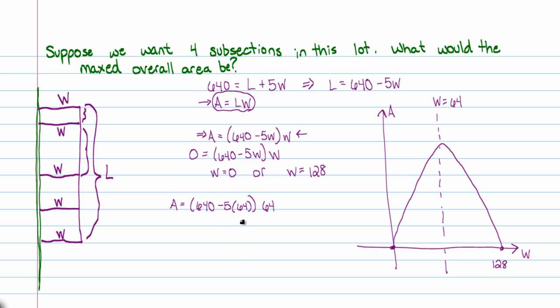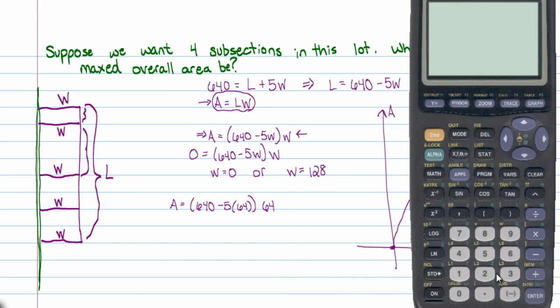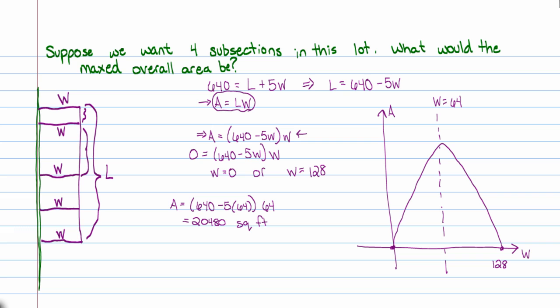In this case, I will kind of cheat a little bit just by bringing up a calculator. So let's see, I have 640 minus 5 times 64, and I will multiply that result by 64. I said 20,048, it's 20,480, and that's square feet. That's how many square feet I can house basically with this type of setup. So we got pretty good mileage out of that problem. 2 problems out of 1.